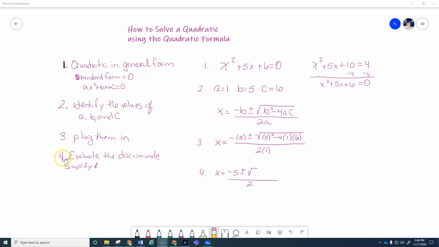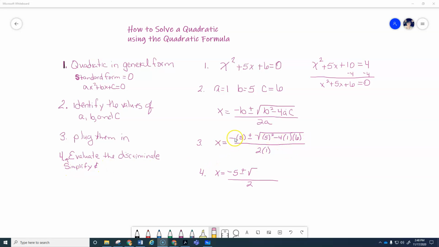Step number 4 says that we are going to simplify. After we've plugged all these numbers in, we're going to simplify and evaluate the discriminant. You may not have heard this word before. The discriminant is this number that's underneath the radical. You'll talk more about that later, but just know the vocabulary word right now. The discriminant is the number underneath the radical.